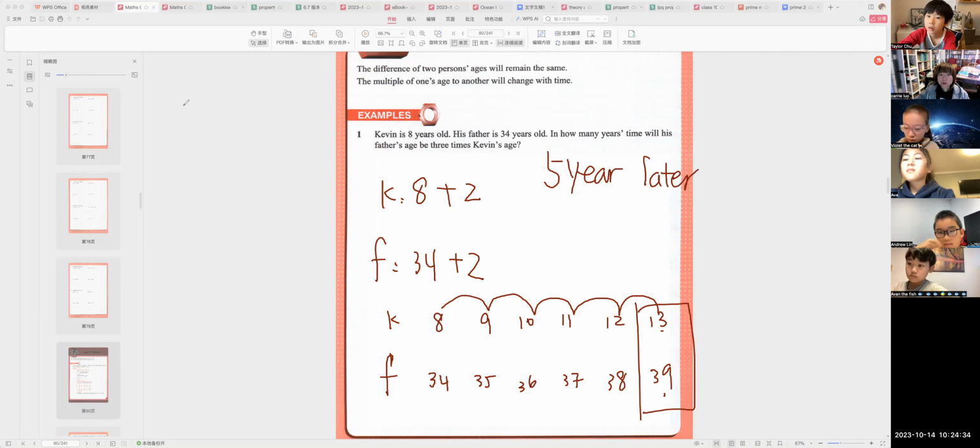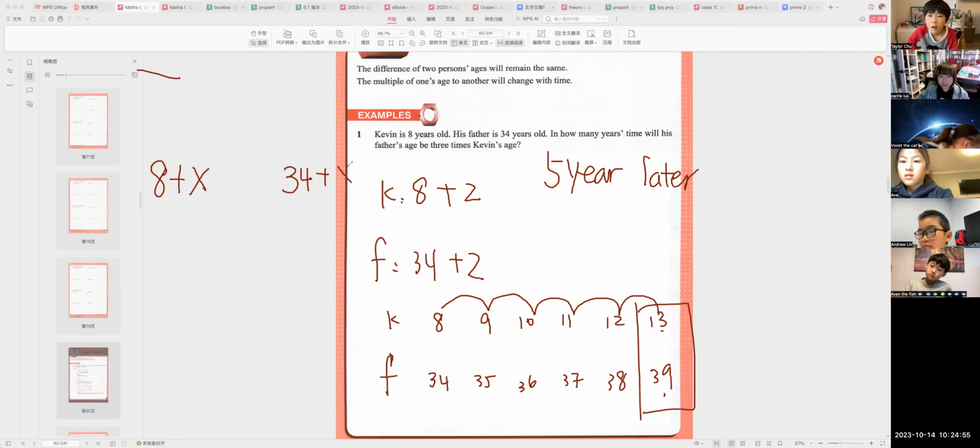Correct, Leo? But can we do a quicker way? If it is 20 years later, and we list all of them, it's going to be super hard, right? So let's take a look at this one. Let's suppose Kevin is X years later. His age will be 3 times the father's age. So when Kevin is plus X years, the father is also plus X years.